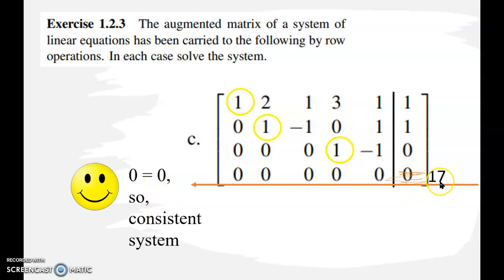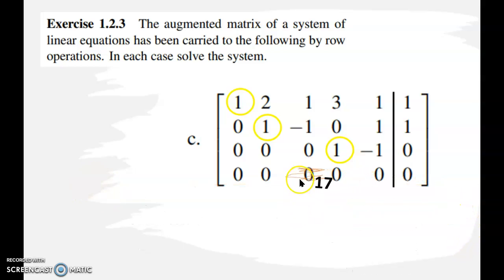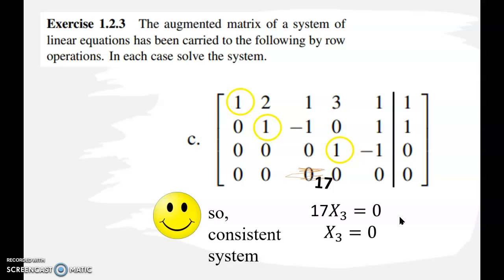If it had been 17 on the right and 0 still on the left, that would have meant 0 equals 17, which is inconsistent. Warning sign, there's no solution for this. If the 17 had been on the left, basically 17 x3 equals 0, then that would mean x3 equals 0, which is fine. You can have an equation where x3 equals 0. It's a consistent system. I mean, 0 is just a number. It doesn't mean it doesn't exist.